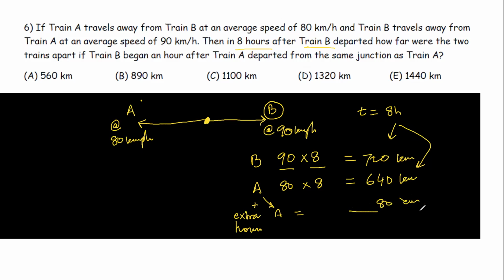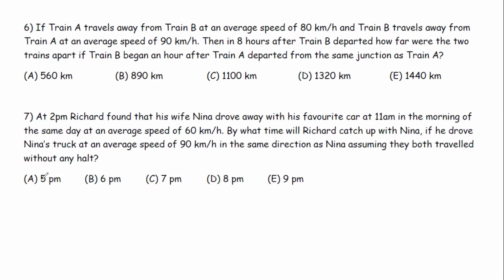So that extra hour distance covered by A is 80 kilometers, correct? And hence, how far are they apart 8 hours after? So that'll be 720 plus 720, 1440 kilometers. So if you mess up with the wordings, you will go wrong with this question.